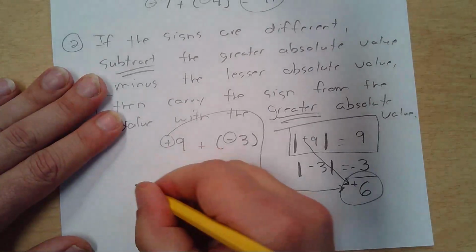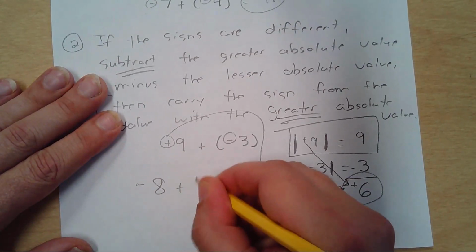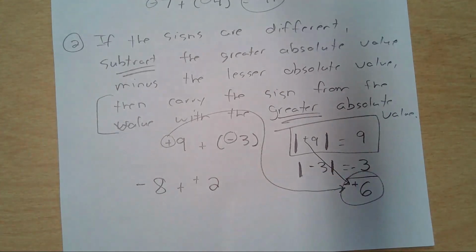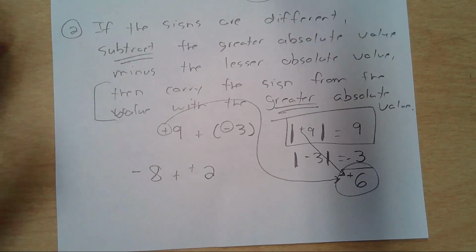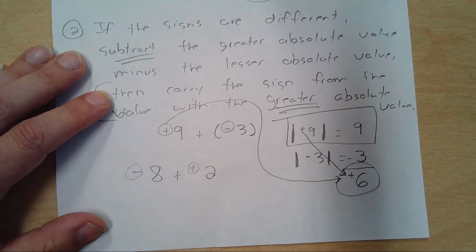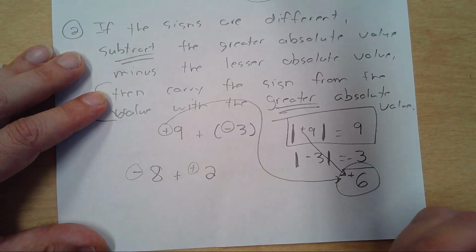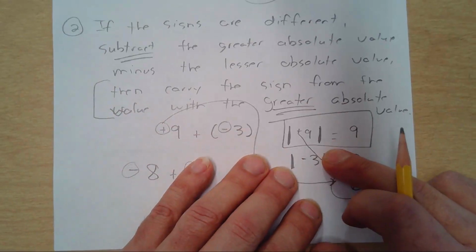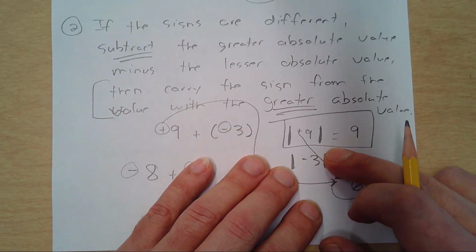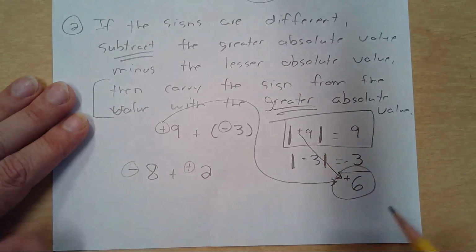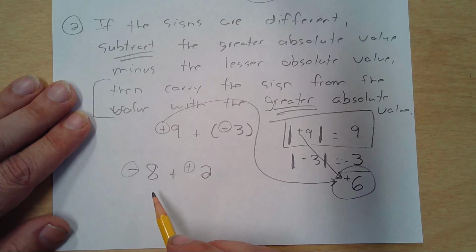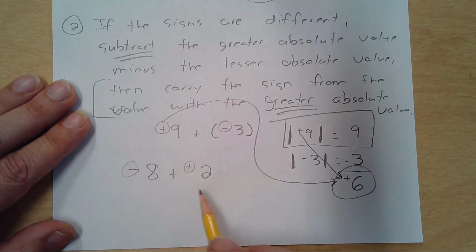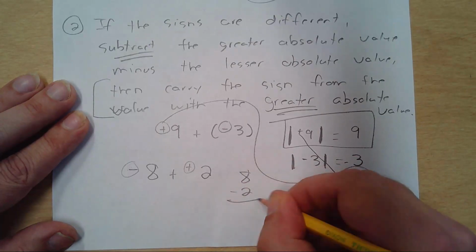If I had negative 8 plus positive 2. So same deal. I would look at these, I'd realize, oh, my signs are different here. Okay, I need to figure out the absolute values of both. Do you need to write it this way? Probably not. I'm just illustrating to you what's going on here. But what I would do is go, this is the greater absolute value. Absolute value of negative 8 is positive 8. Absolute value of positive 2 is 2. 8 is bigger than 2. Therefore, 8 minus 2 is 6.